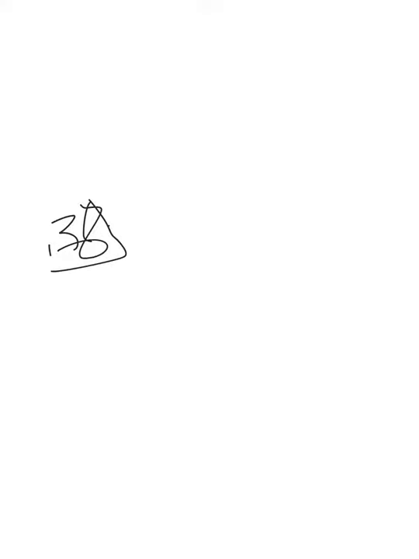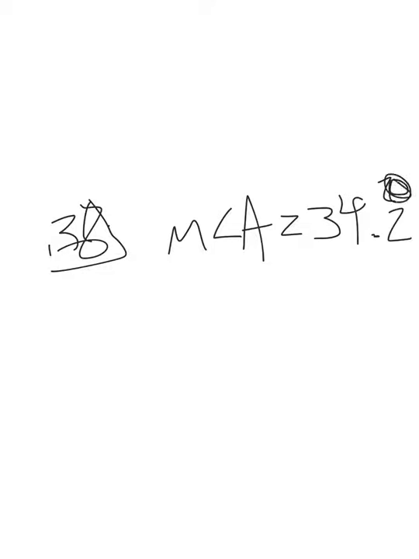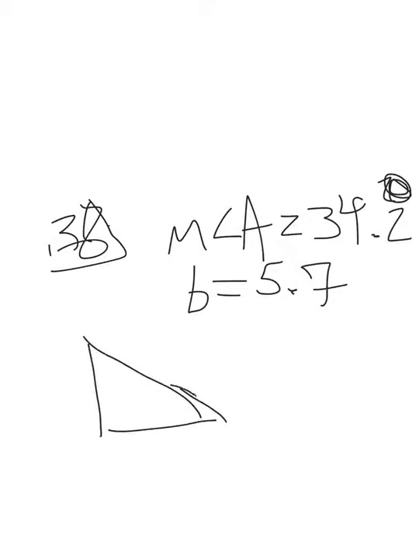And on 38, I told you a couple things. The measure of angle A is 34.2 degrees. And I told you that side length B is 5.7. Okay, so we're just going to draw ourselves a triangle. They're all right triangles. This might not be exactly what it looks like, but I'm just going to start with a really basic right triangle. And let's just start labeling some stuff. We've got angle A, angle B, and angle C, which from the directions told us that angle C was our right angle.